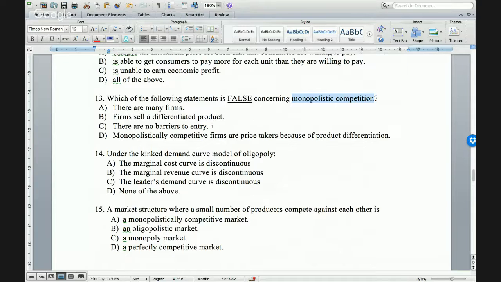There are no barriers to entry. That's also true. They are price takers because of product differentiation. That's false. Monopolistically competitive firms are actually price makers because of product differentiation. Having something like this could throw you off, because you may be aware that monopolistic competitors have differentiated products, but they're price makers. So this is a false statement.